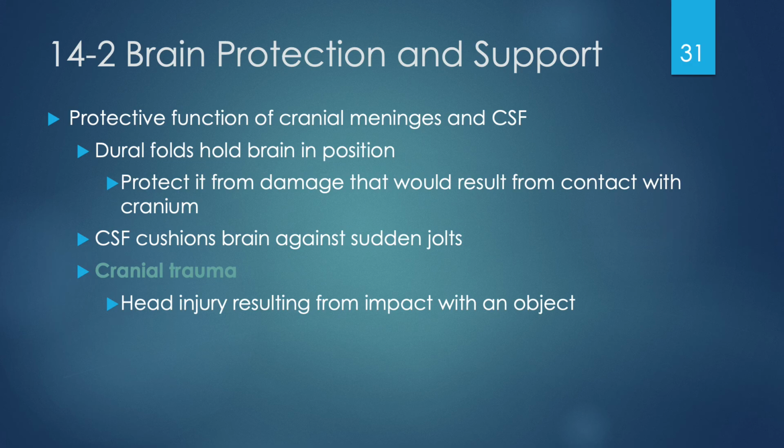Cranial trauma is what will arise anytime we have a head injury that results from impact with an object. So this could be classified as either a coup or contra-coup injury. Coup, spelled C-O-U-P, is when you fall down and hit your forehead, and your brain slaps up against the inside of your forehead and you've got a bruise on the inside of your brain there. That would be a coup injury.